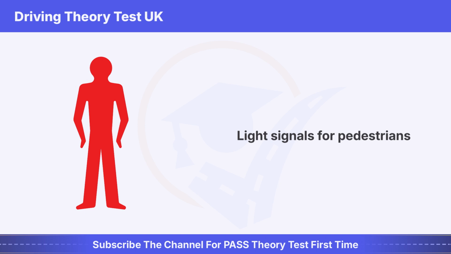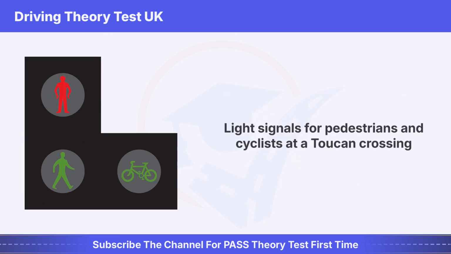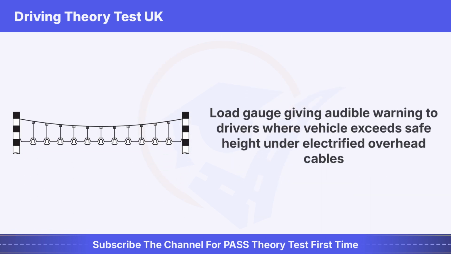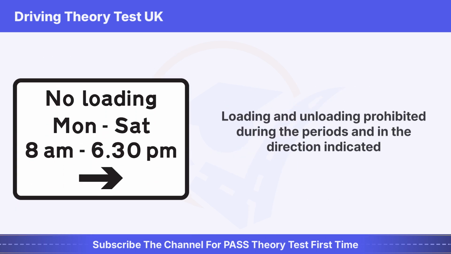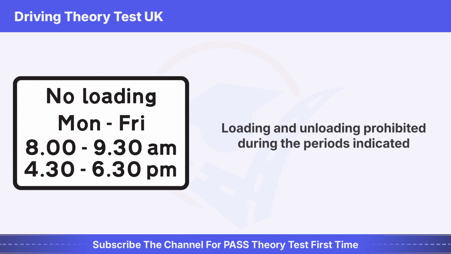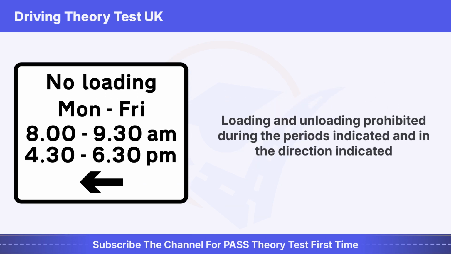Light signals for pedestrians. Light signals for pedestrians and cyclists at a toucan crossing. Load gauge giving audible warning to drivers where vehicle exceeds safe height under electrified overhead cables. Loading and unloading prohibited during the periods and in the direction indicated. Loading and unloading prohibited during the periods indicated. Loading and unloading prohibited during the periods indicated and in the direction indicated.